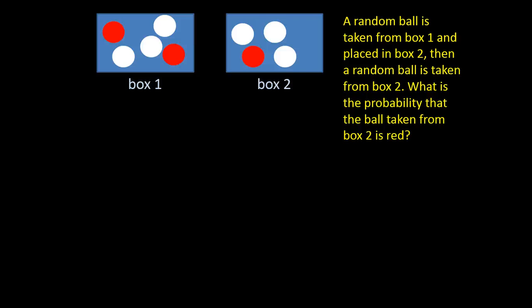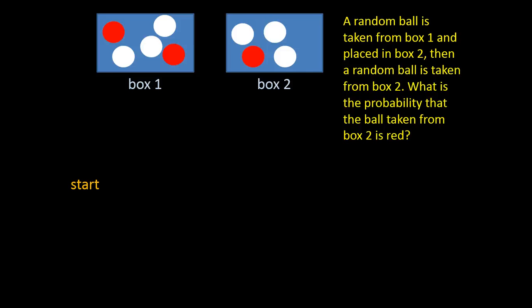Here's another multi-stage experiment. A random ball is taken from box 1 and placed in box 2. Then a random ball is taken from box 2. What is the probability that the ball taken from box 2 is red?